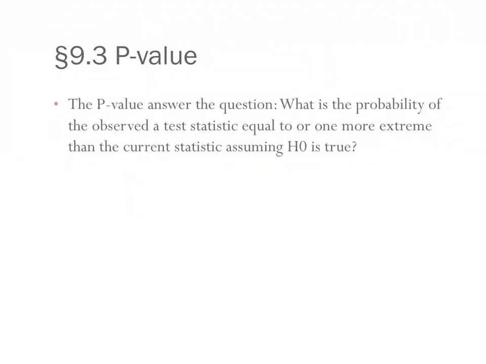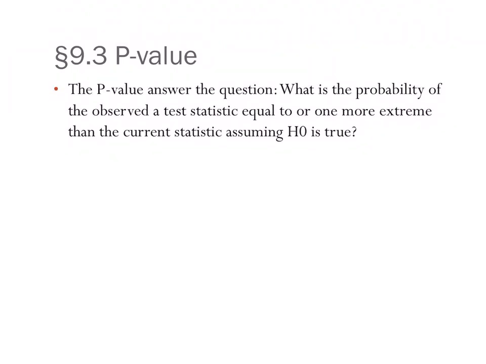Now we go into finding the p-value associated with the z-stat. A p-value answers the question: what is the probability of observing a test statistic equal to or more extreme than the current statistic, assuming the null is true? So we're trying to determine whether we can reject the null hypothesis and our alternative hypothesis is more correct, or we fail to reject it. The p-value tells us how far away we are from what the null is, which is like the status quo, or what is already known.